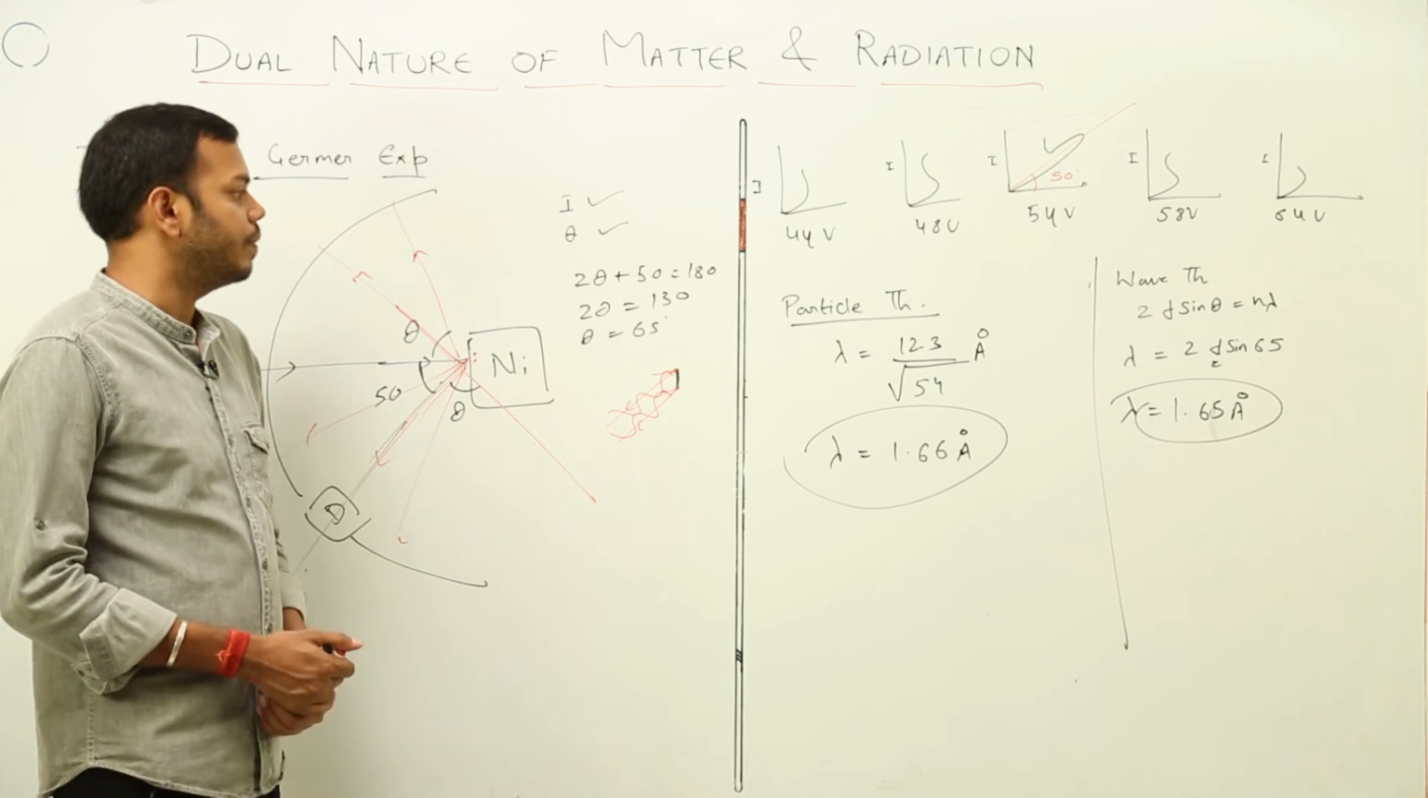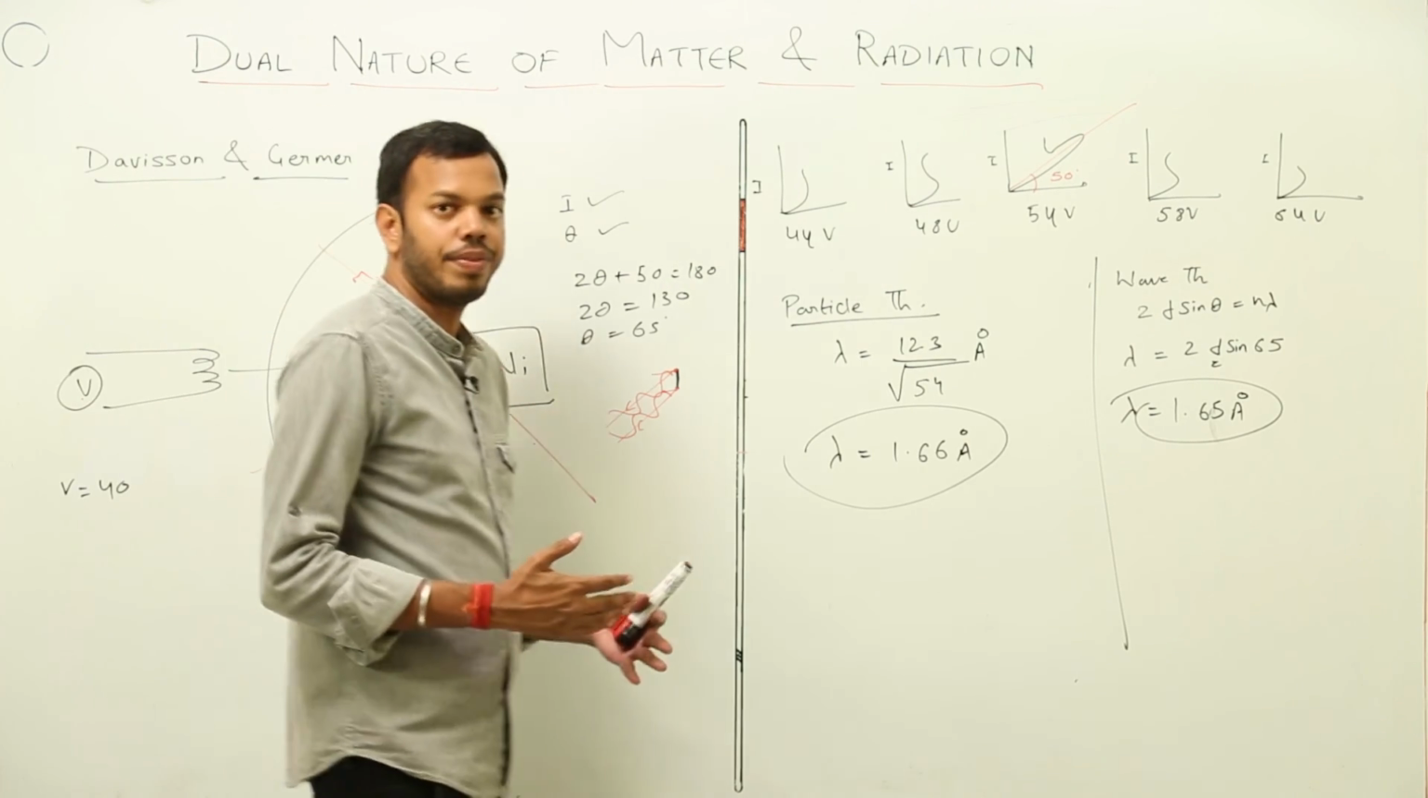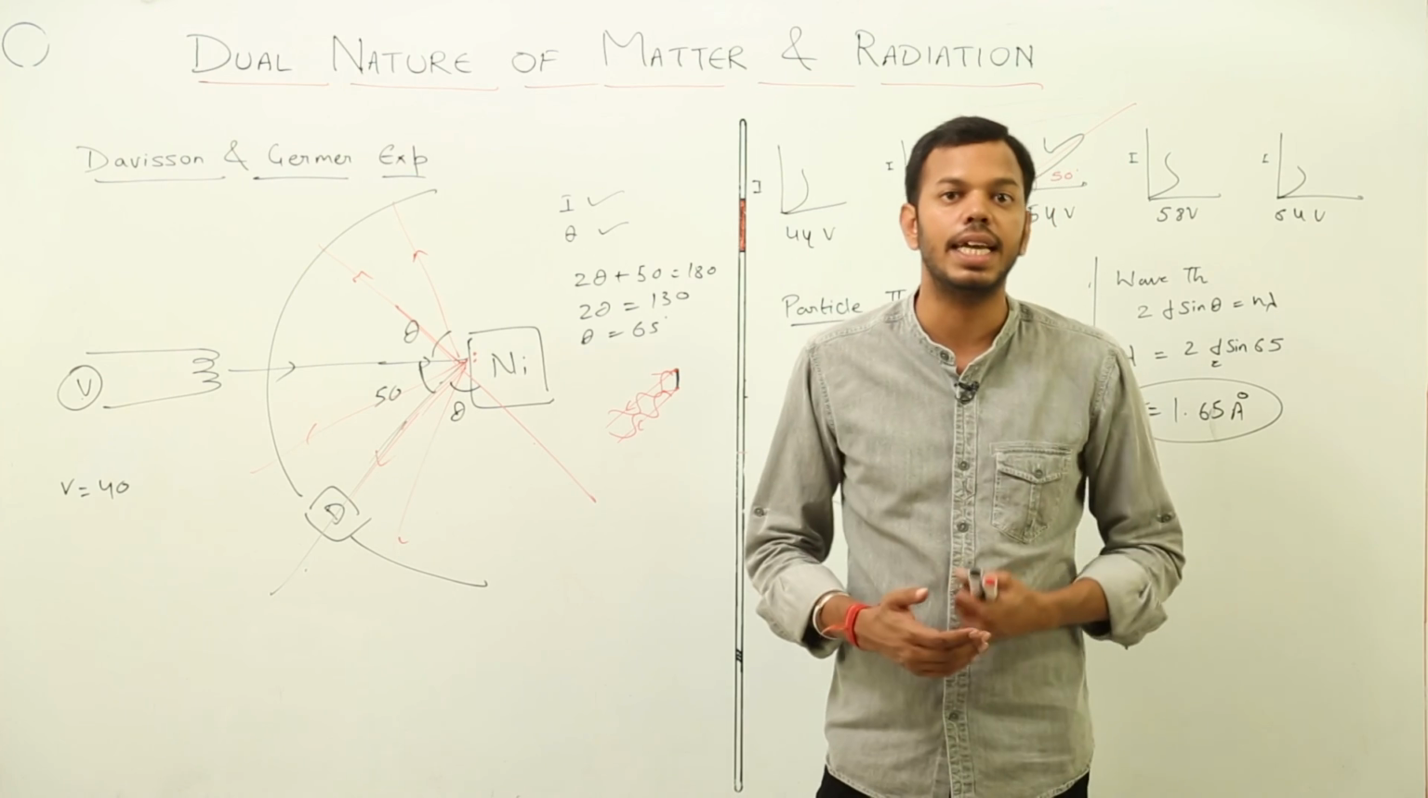electrons have dual nature. So with this topic we conclude the chapter. We'll meet again in our next chapter.